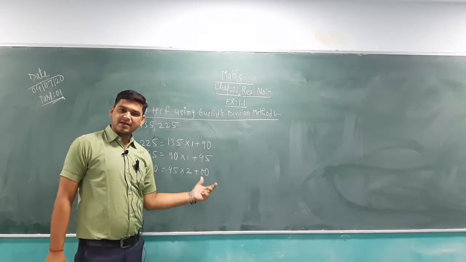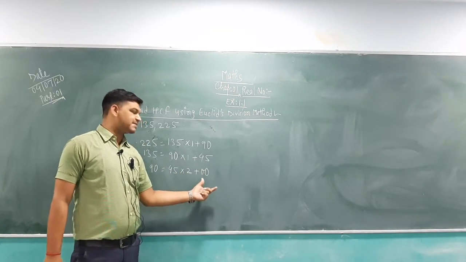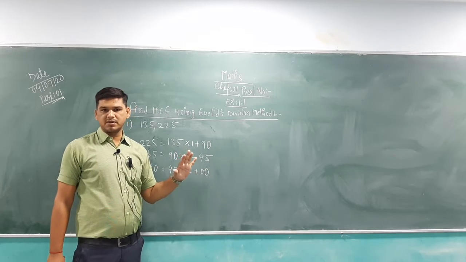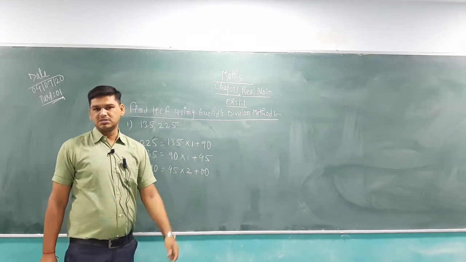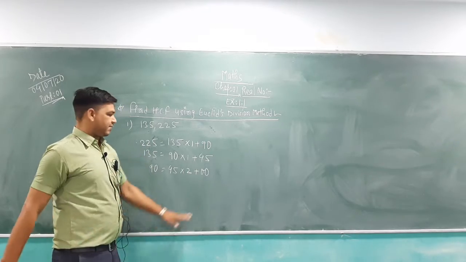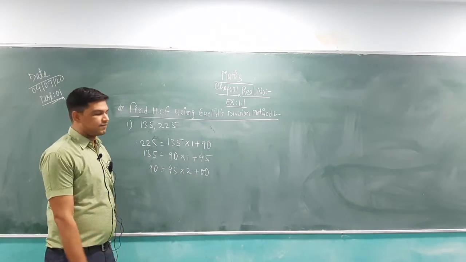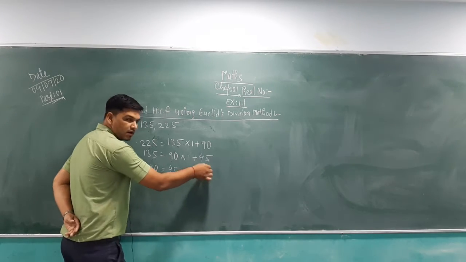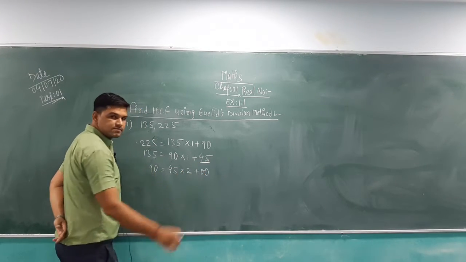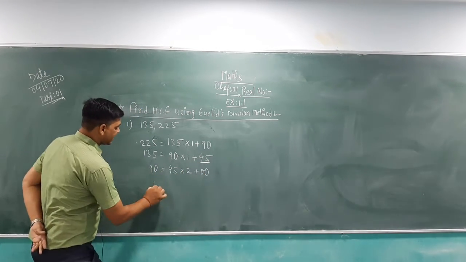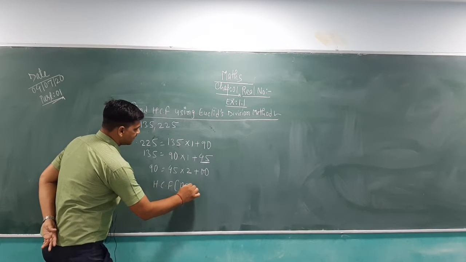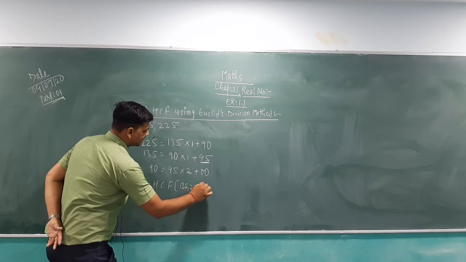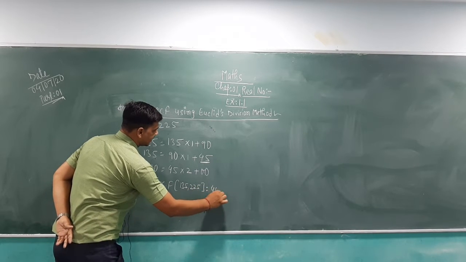In which step the remainder will be 0, there we have to stop. When the remainder is 0, we do not need to divide the numbers any further. So what is the HCF? If the remainder is 0, the HCF is the previous term, that is 45. So the HCF of 135 and 225 is equal to 45, right?